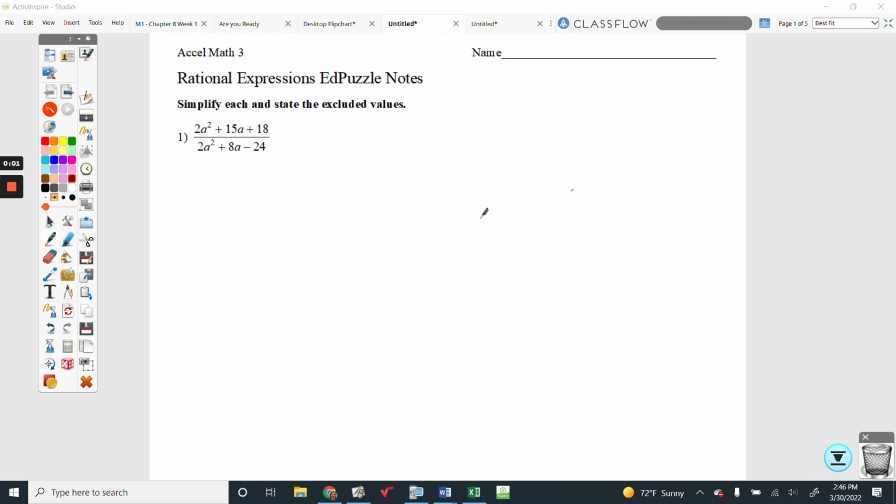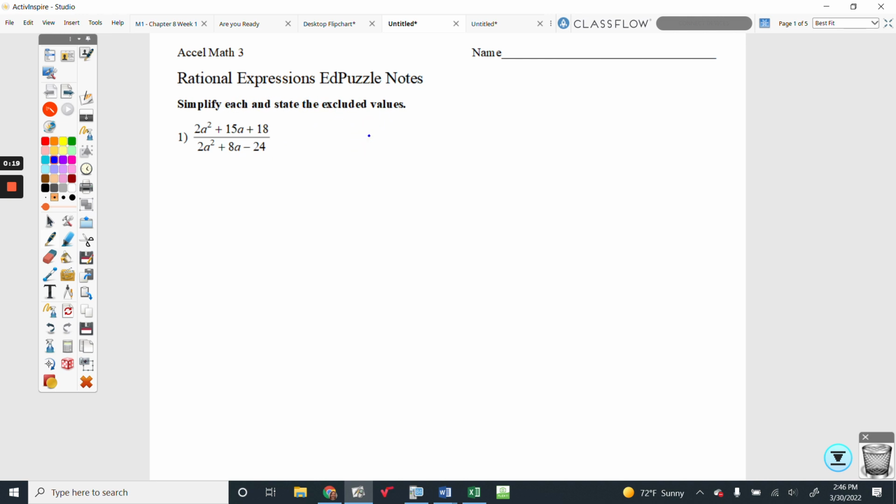Hi everybody, we're going to be talking about adding and subtracting rational expressions, but before we do, let's go ahead and review how to simplify and multiply and divide rational expressions. So I'm going to start with this one. My first thing it wants me to do is simplify each and state the excluded values.